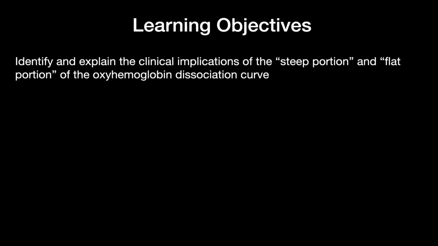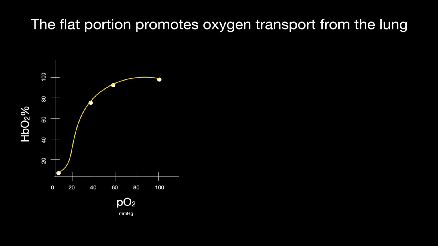So let's identify and explain the clinical implications of the steep portion and flat portion of the oxyhemoglobin dissociation curve. The underlying feature of the flat portion of the oxygen hemoglobin dissociation curve is that the flat portion promotes transport of oxygen from the lung. Let's dig into that. Here's the flat portion. Couple key points. Oxygen bound to hemoglobin is essential to transport.